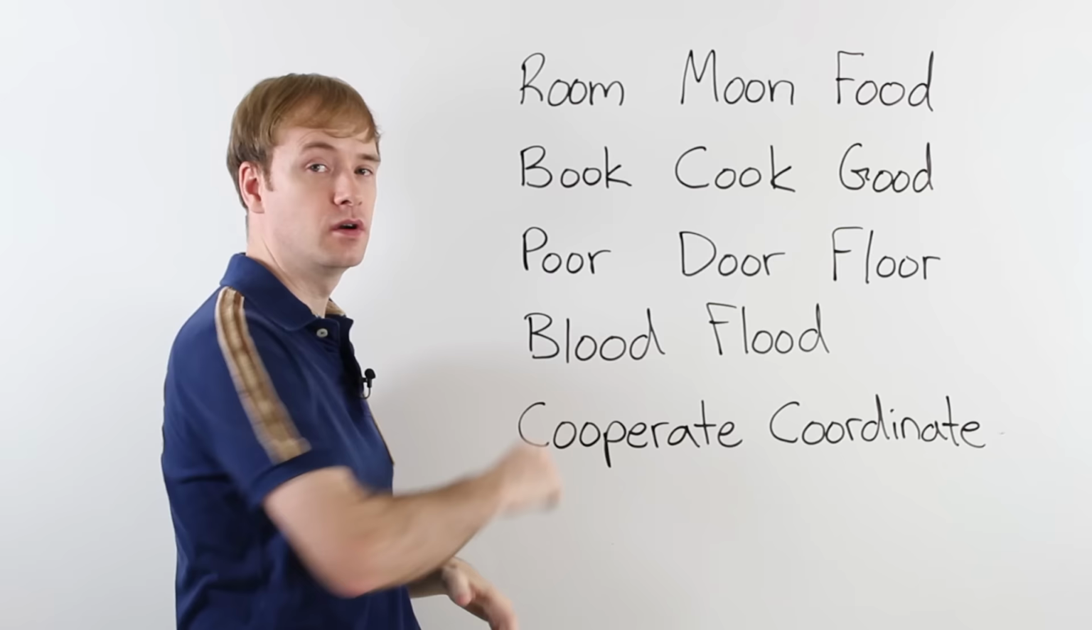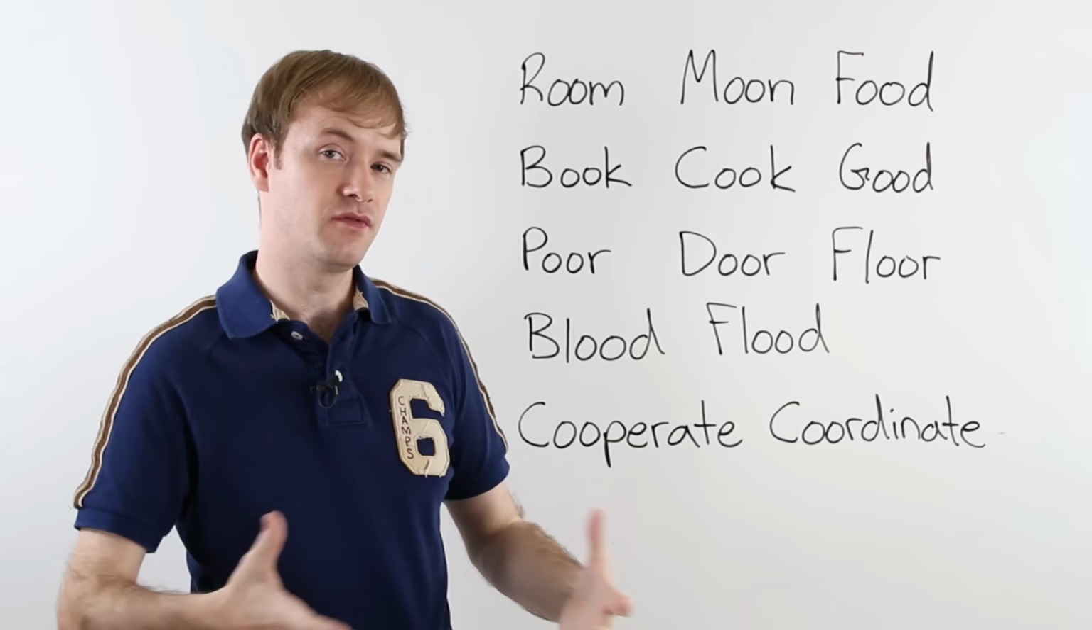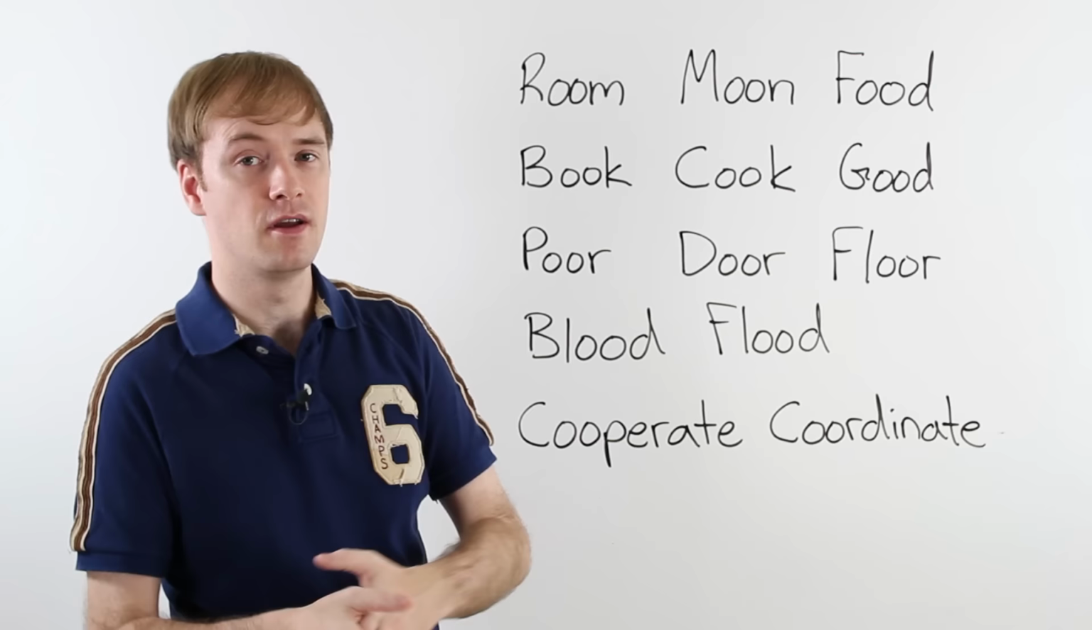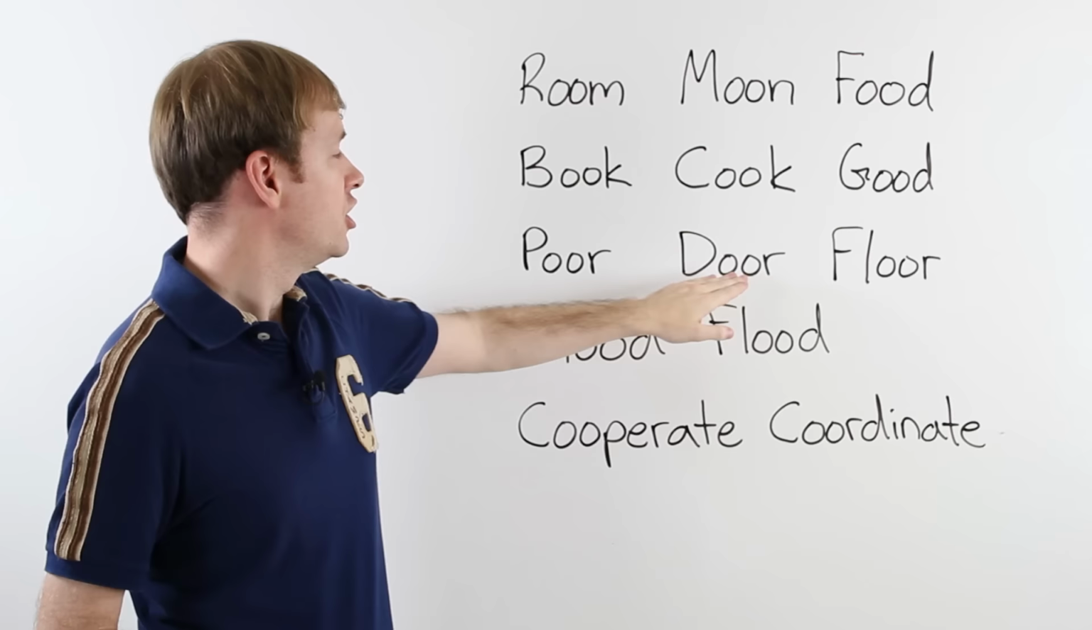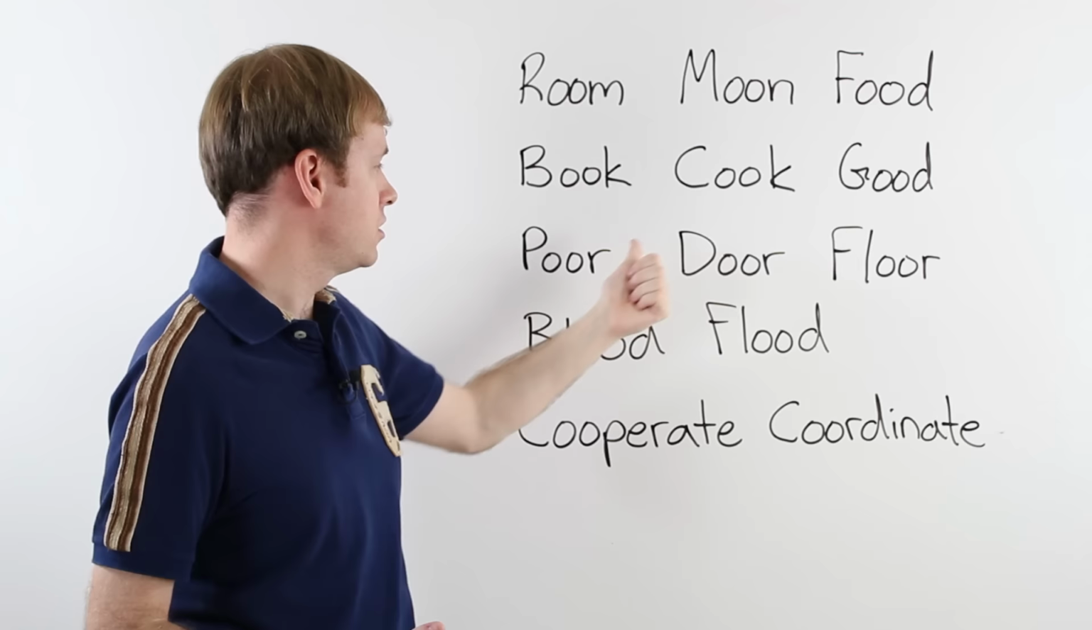All right, this word, poor, has different pronunciations in different places in the world. So the British pronunciation and the American pronunciation are very different. I'm going to teach you the American pronunciation. So in the American pronunciation, this is poor. Poor, door, floor. Okay? Let's look at the next line.